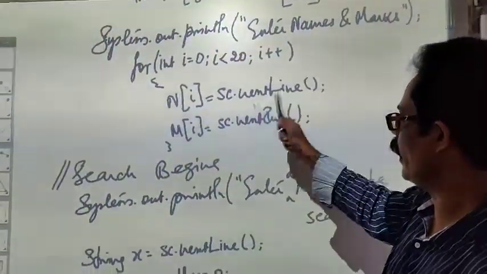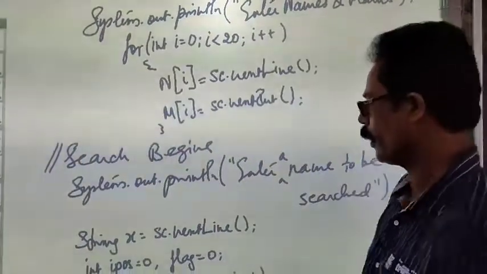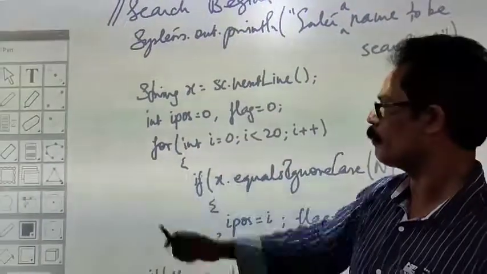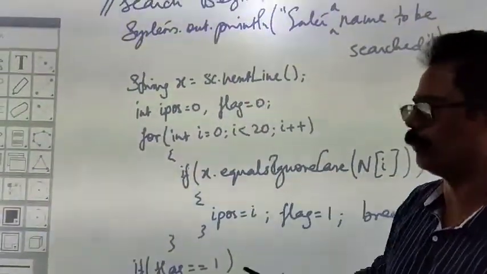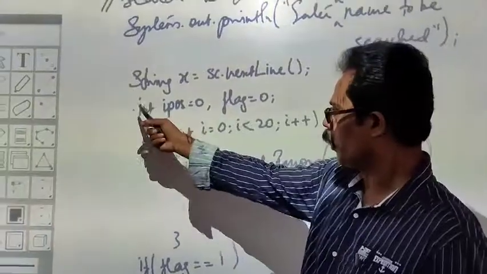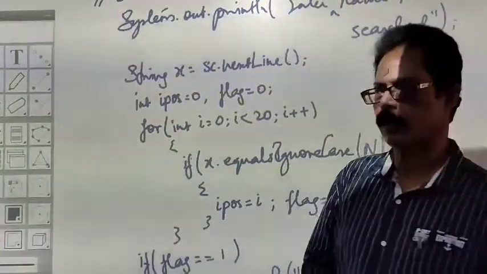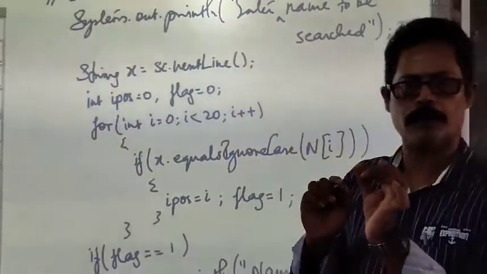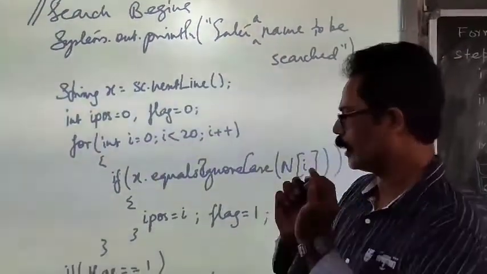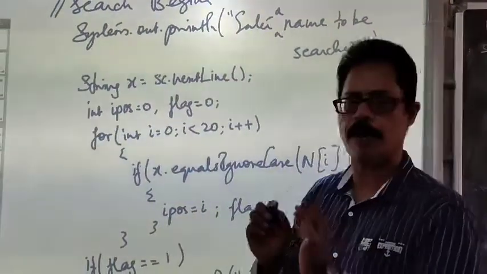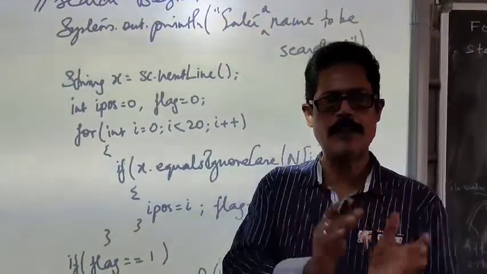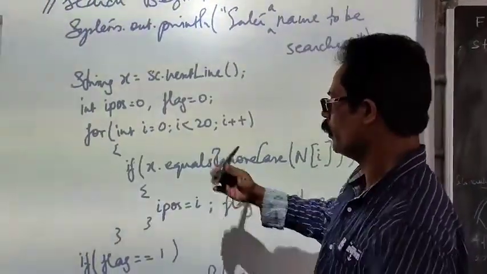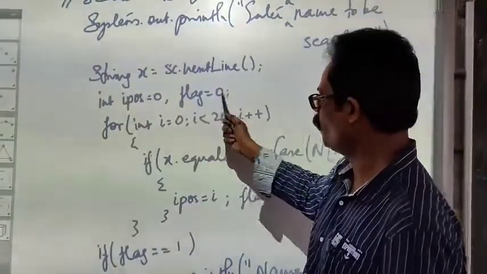n[i] equal to sc.nextLine(), m[i] equal to sc.nextInt(). Thereafter the linear search begins here. Enter the name to be searched. String x equal to sc.nextLine(), or even next() you can also write. Now what we are doing is, we cannot take the position. The moment I take position, there may be a problem in the marks. So I have taken one variable called ipos, that is, ipos means index position. We will take only the index, we will not store the position right here. So please be careful. ipos equal to 0, flag equals 0.